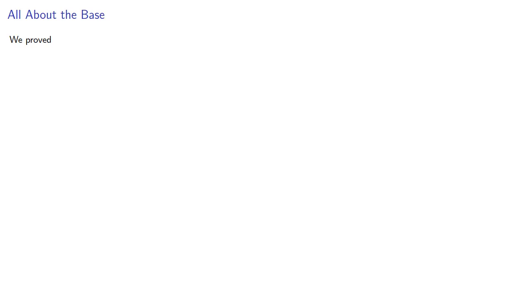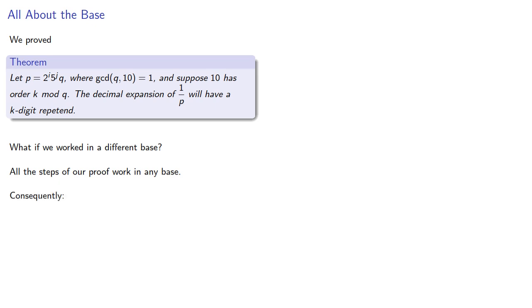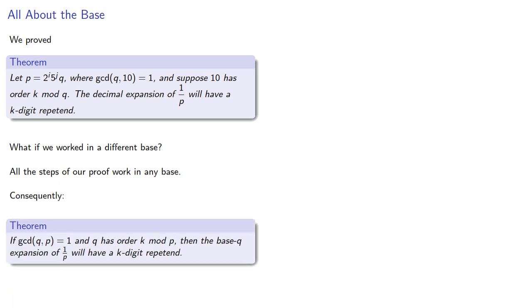So we've proved that if p is a product of 2's, 5's, and something else q, and that 10 has order k mod q, then the decimal expansion of 1 over p will have a k-digit repetend. But what if we work in a different base? It's important to understand that all steps of our proof work in any base. Consequently, our theorem generalizes: if the greatest common divisor of q and p is 1, and q has order k mod p, then the base q expansion of 1 over p will have a k-digit repetend.